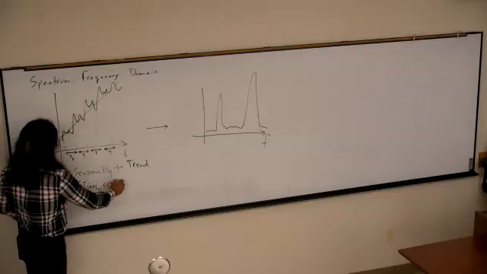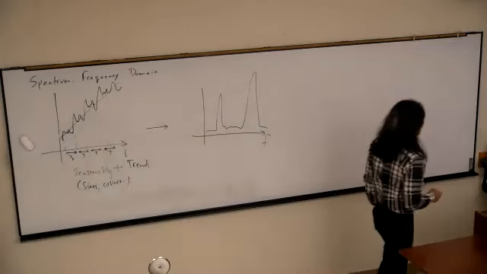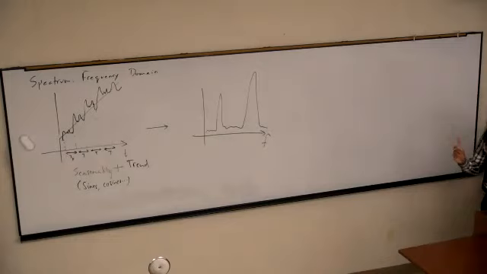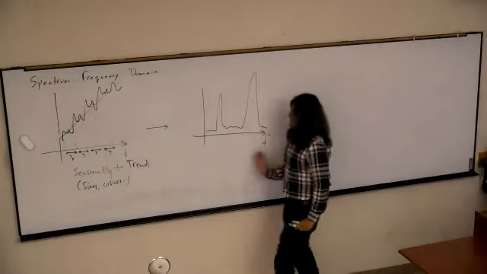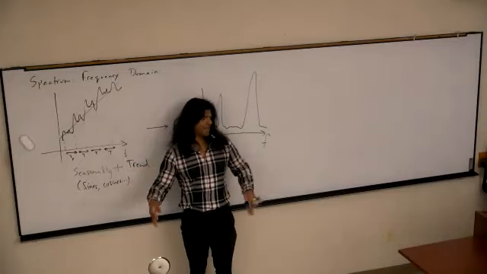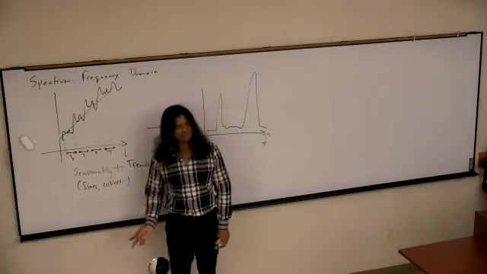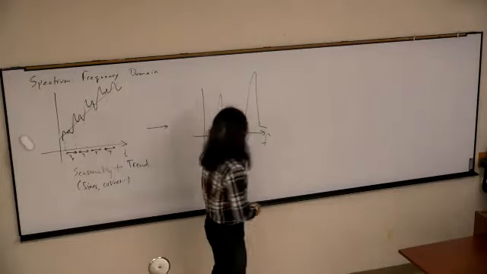Sines, cosines, dot, dot, dot. And we need sines and cosines to express the seasonality part of things. So the trend part is going to be fitted using ARMA, and the seasonality part would require sines and cosines.